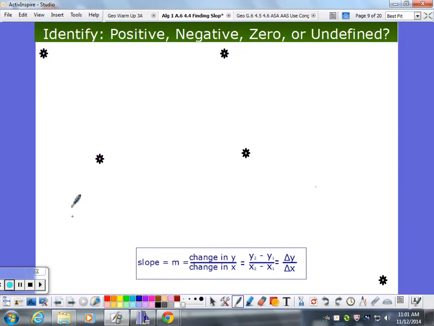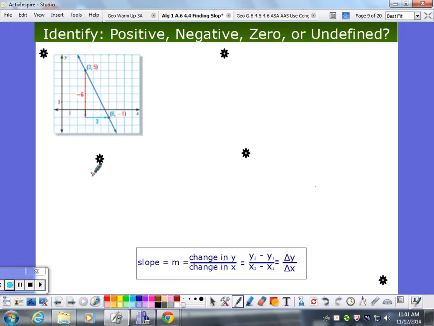So let's review what we just did here. Is this slope positive, negative, 0, or undefined? Is it positive? Negative. Negative is if you're going left to right and you're going down. This is a negative slope.